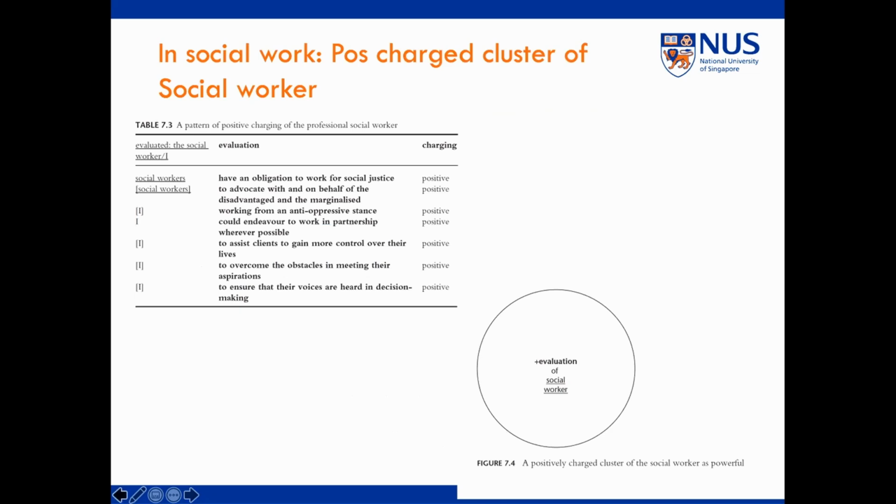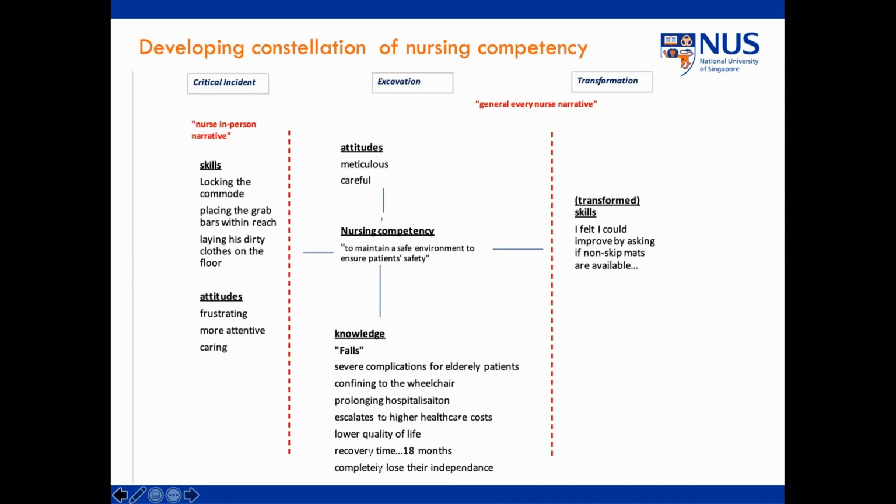So if you look at the way that the text develops, when they're first describing in the nursing in-person narrative, my patient had a fall. And then they say, I tried to do all these things. I locked the commode, placed the grab bars within reach, lay his dirty clothes on the floor for him to step on so that he doesn't slip. And it was frustrating. I should have been more attentive and caring. The situation went out of control and the elderly patient slipped.